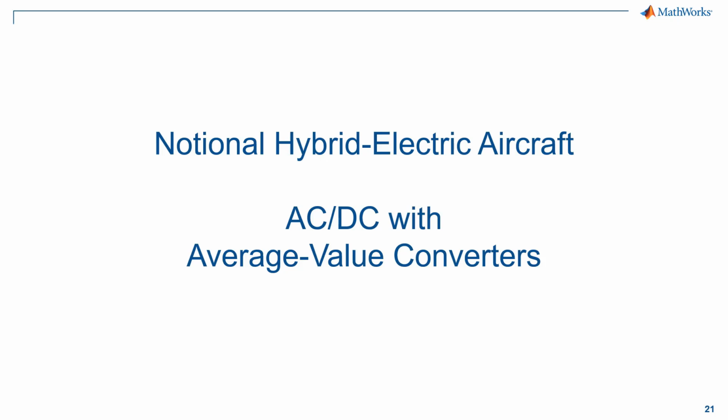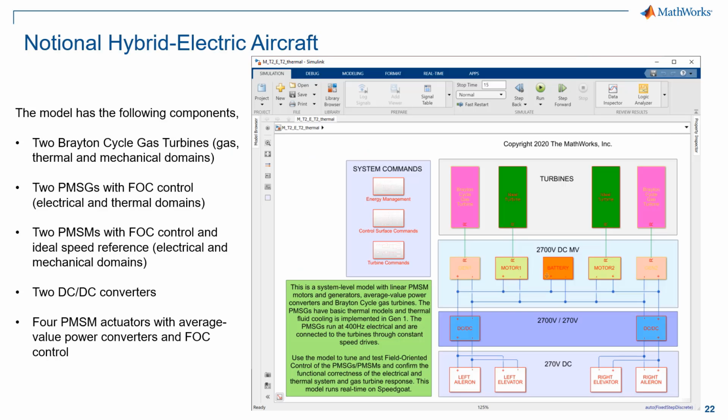In this section, we will discuss a model of the notional hybrid electric aircraft that contains AC and DC components and uses average value power converters. With this model, we introduce specific generation and actuator technologies, namely permanent magnet synchronous machines with field-oriented control.